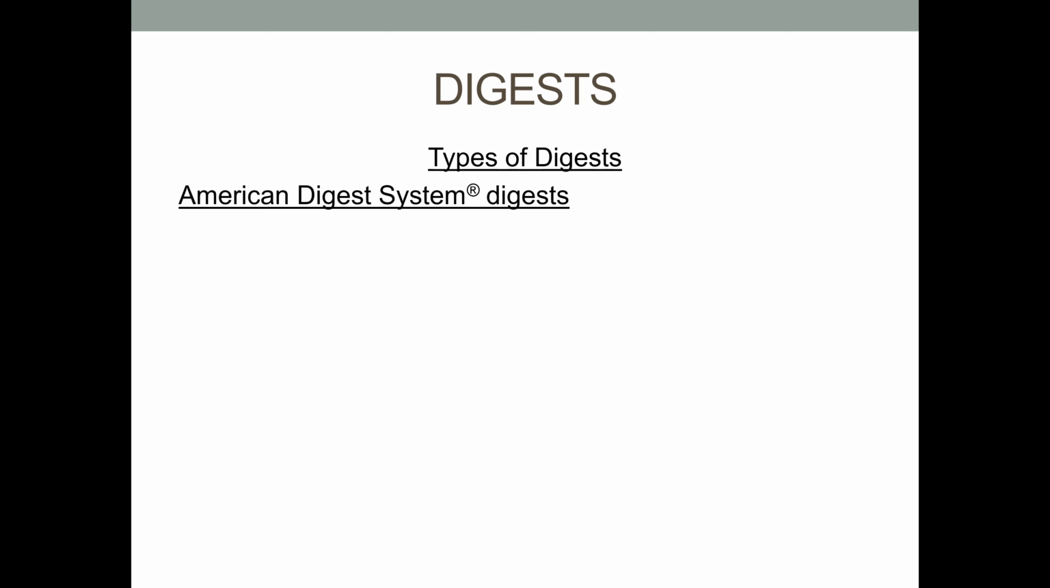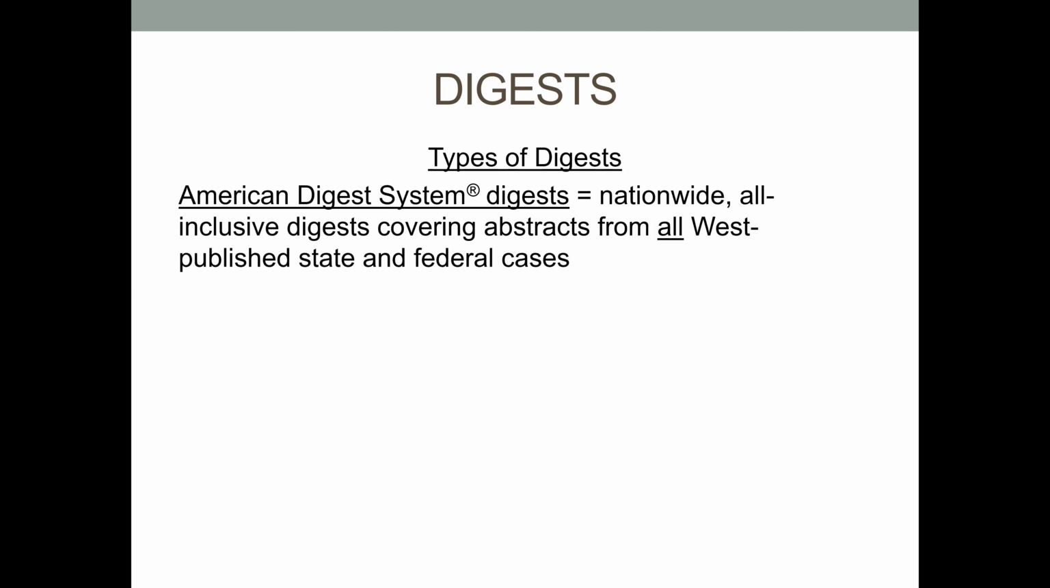So I want to show you in more detail how these digests are laid out at each of these levels. As I mentioned, the broadest of the West Digest system is the American Digest system, and it is nationwide. It includes head notes and abstracts from all state and federal published cases that appear in West's case reporters.